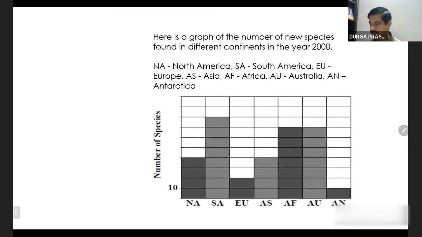Africa, 6 plus 1, 7, 70 units. And Australia also 70 units. And Antarctica is 10 units. This is the data that is given.